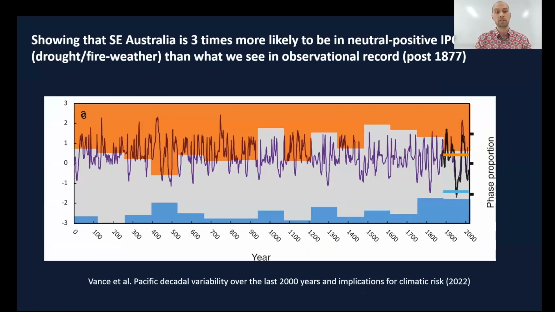And what this study has shown is that Southeast Australia is actually 3 times more likely to be seeing drought and fire weather than what we've seen since 1877. So since 1877, it's been an anomalously wetter period as compared to the whole period. And you can see that with these bands here, where this latest period is much more blue. The other results from this study suggest that these periods of negative IPO, which means more flooding, are likely to be shorter, less than a decade, as opposed to the multi-decadal periods of drought which appear in the record.